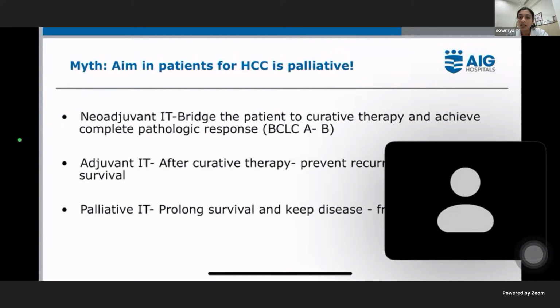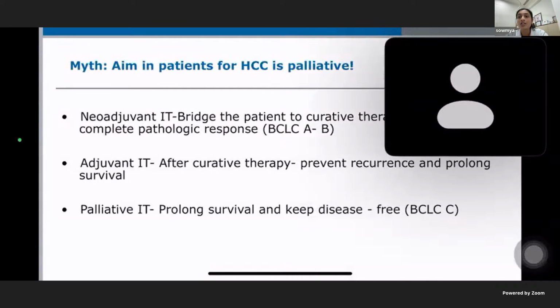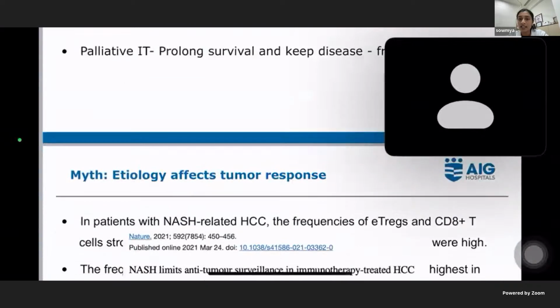And adjuvant immunotherapy after curative therapy, like hepatic resection for HCC, has been given to prevent recurrence and prolong survival. And palliative treatment has been given to prolong survival and keep the disease under control in case of BCLC-C.